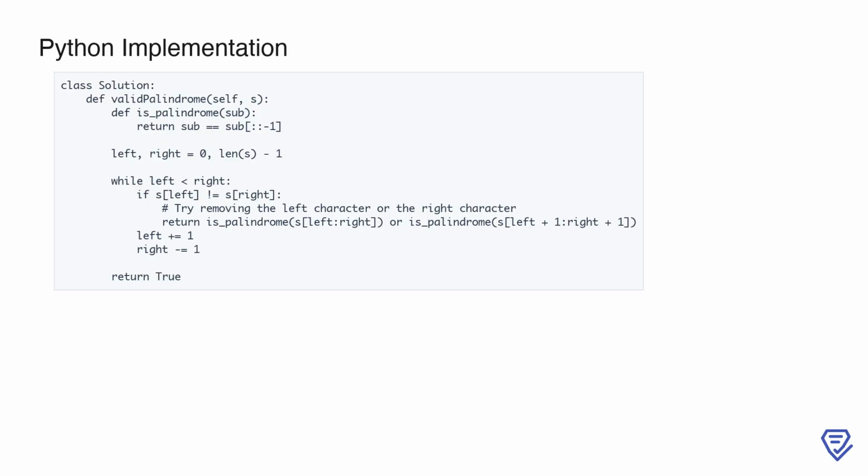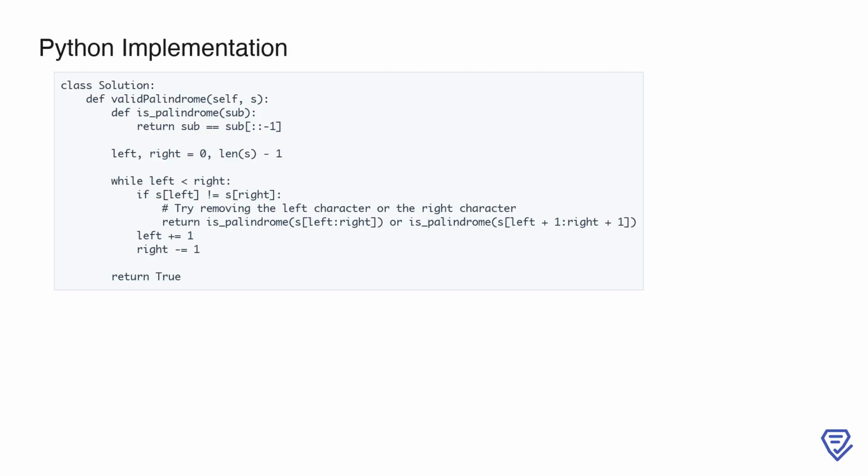3. Character mismatch. If the characters at left and right do not match, the function attempts to skip either the character at left, which checks substring S[left+1:right+1], or the character at right, which checks substring S[left:right]. If either of these substrings is a palindrome, the original string can become a palindrome by removing one character, so the function returns true.